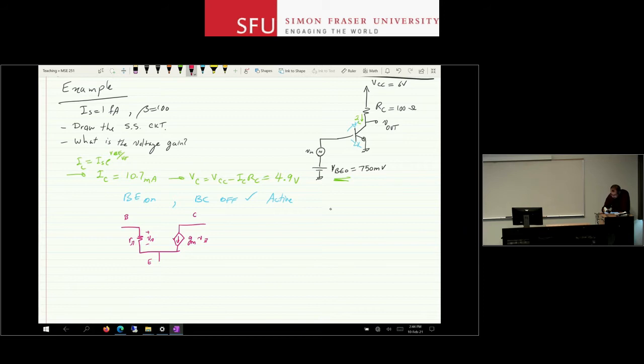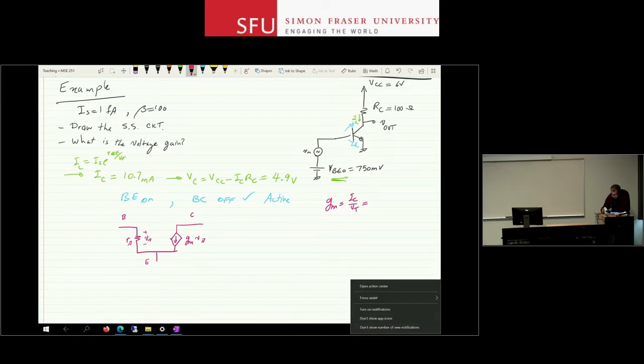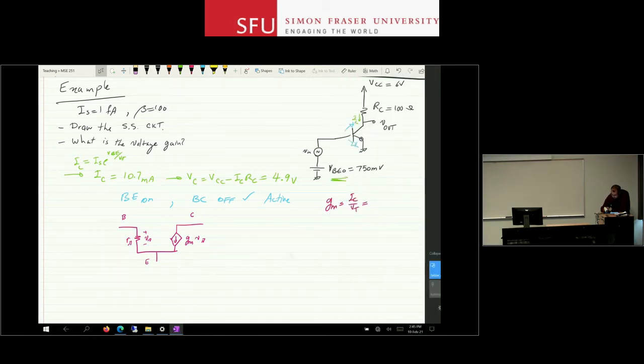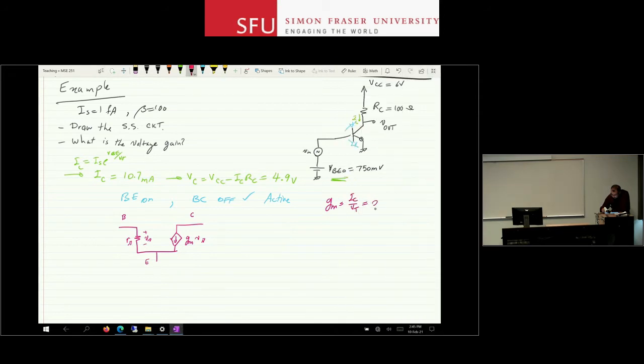How do I find them? Well, GM is going to be IC over VT. I know IC. For this device, we found it to be 10.7 milliamps. Calculate GM, assuming a 25 millivolt VT. And GM is going to be 0.43 amps per volt.